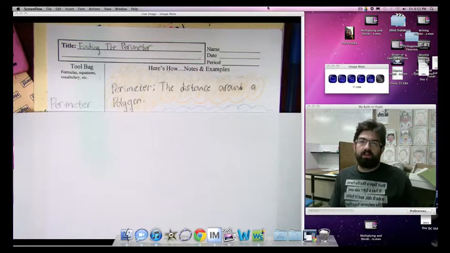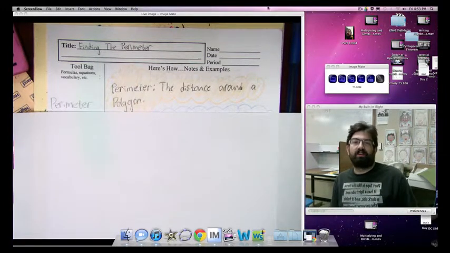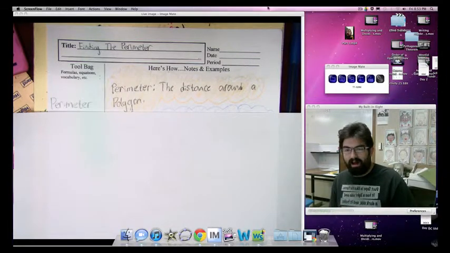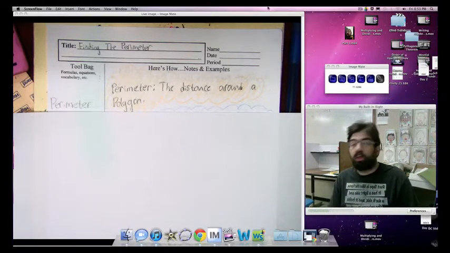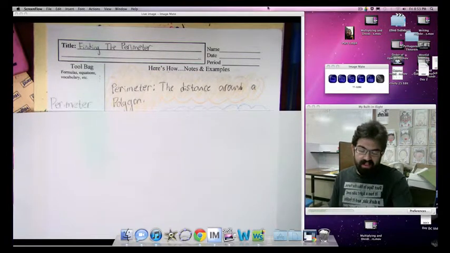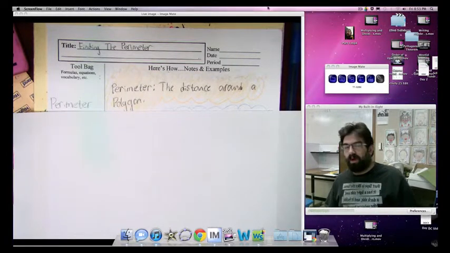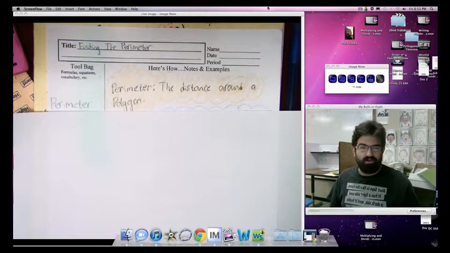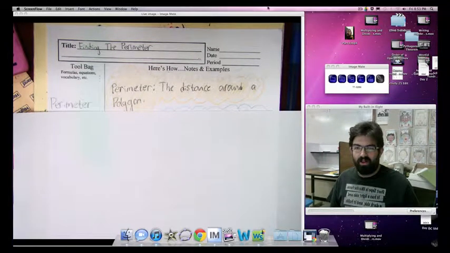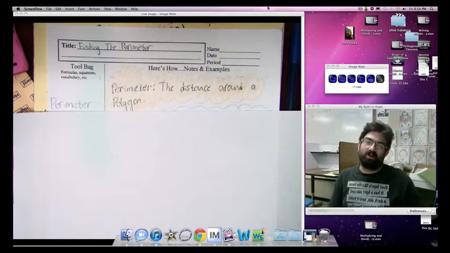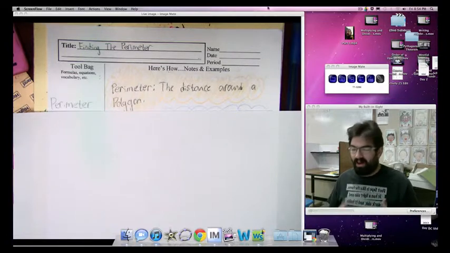Perimeter. This is total review from 6th grade, so let's get to it. Perimeter is the distance around a polygon, specifically a polygon. That is the definition of it. Thus why we have a different word, circumference, for a circle, because it's the distance around this. It's the same word. It means the exact same thing. We'll talk more about that when we do circumference. Perimeter, again, is the distance around a polygon.